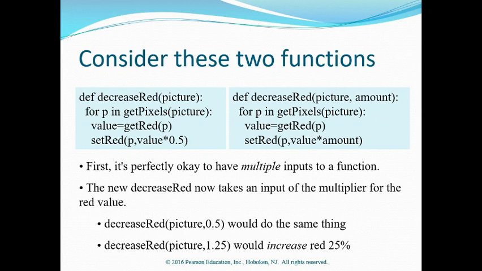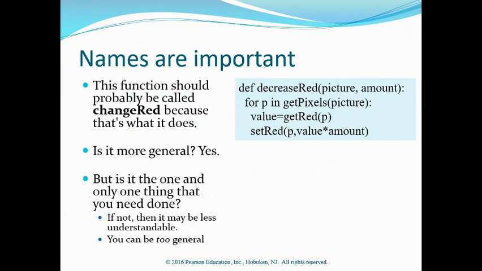First, it's perfectly okay to have multiple inputs in a function. So we can see on the left side we only have one input. On the right side we have two inputs: picture and amount. The new decrease red takes an input of the multiplier for the red value, right? So if we call decrease red with 0.5, it would do the same thing. But if we call decrease red picture 1.25, it would actually increase the red by 25%.